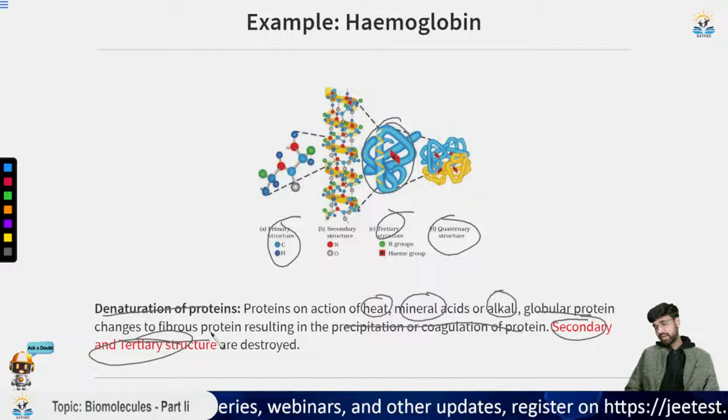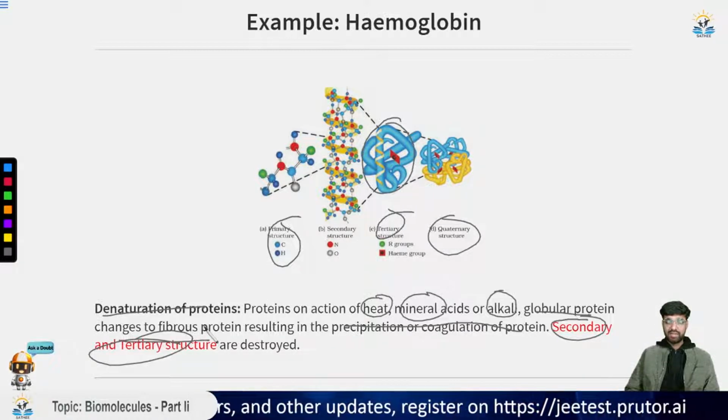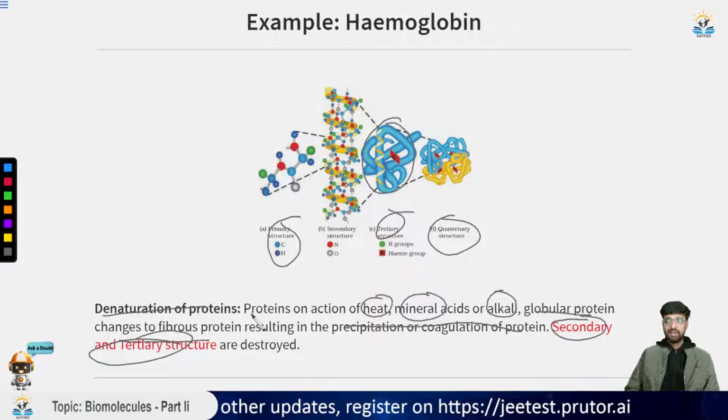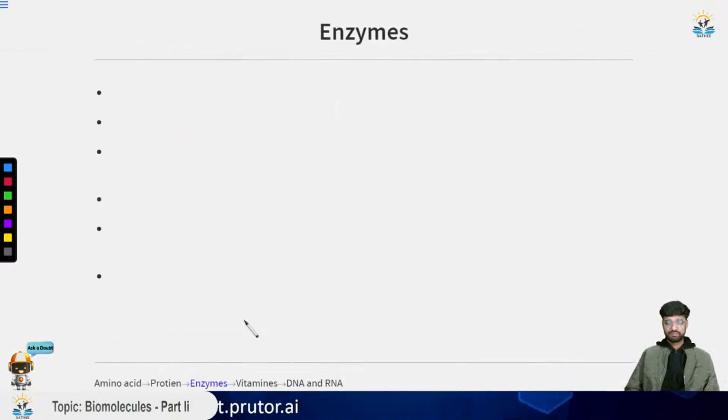So whichever protein you get, do not heat it or expose it to an alkaline or acidic condition. Otherwise, it will break down to give you the primary structure. Now primary structure is not broken further. Only the secondary and tertiary structures are broken. So this was all about the example of hemoglobin.